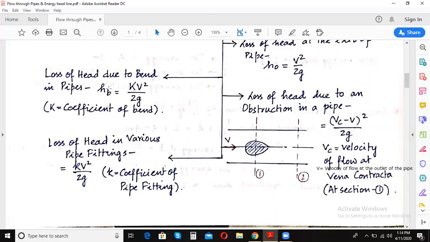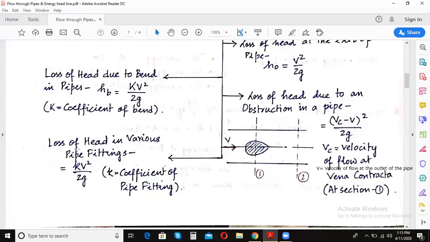In that case, loss of head takes place due to these bends, and it is given by k into v square divided by 2g, where k is the coefficient of bend. Now these coefficients will already be given in your problem or in your question, so you don't have to remember it or worry about it.